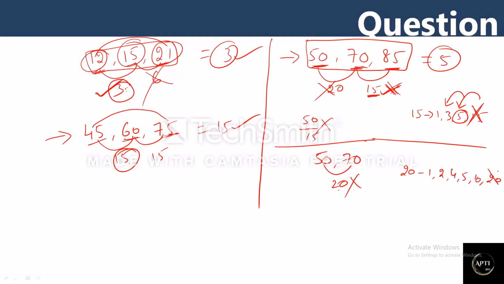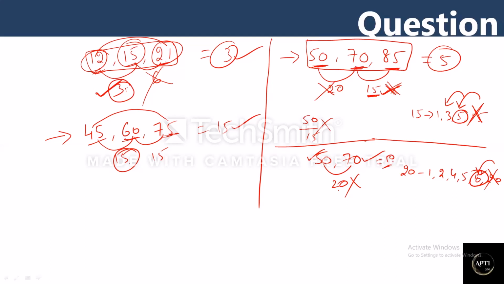Correct? So 20 is not satisfied. We need to check with 10. Now check whether 50 is divisible by 10 and 70 is divisible by 10. Of course yes. So the answer is 10. The highest common factor of 50 and 70 is 10.